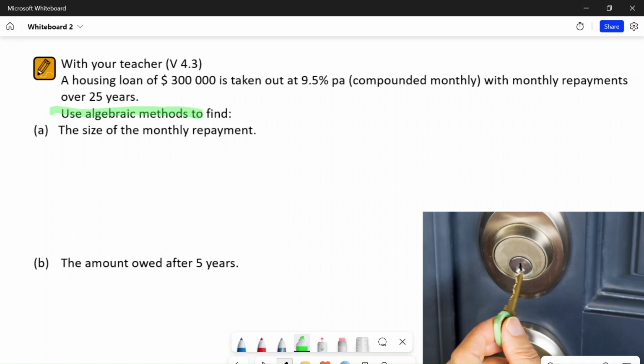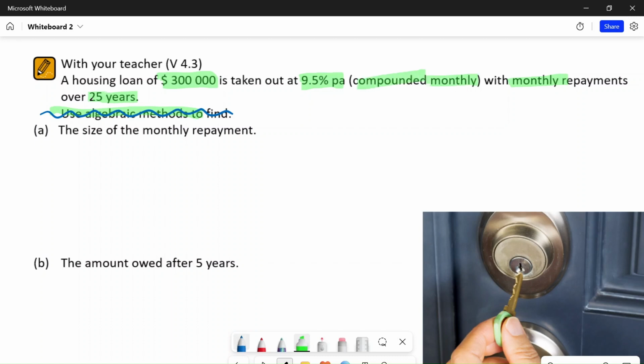Now, in this course you need to be prepared to use formulas, so use algebraic methods means using the formula. But the purpose of this video is to use the finance solver. So we're going to scrub that one for now, just for this video, and use the finance solver for this. Okay, so let's highlight the important information. We've got a loan of $300,000 at 9.5% with monthly payments over 25 years. And it's compounding monthly as well.